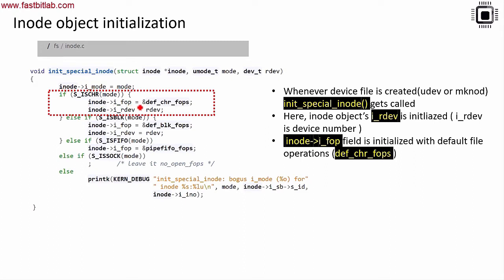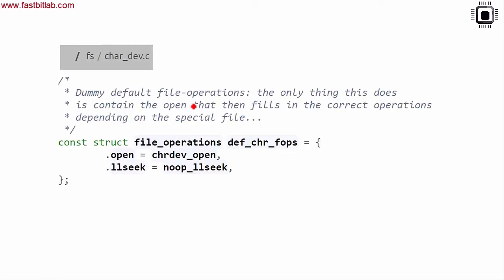This field, i_fop, is a pointer variable of type struct file_operations, and this is initialized to def_chr_fops, the default character file operations. All these things happen when you create a device file. What is this default character file ops? This is defined in fs/char_dev.c. This is actually a dummy default file operations.